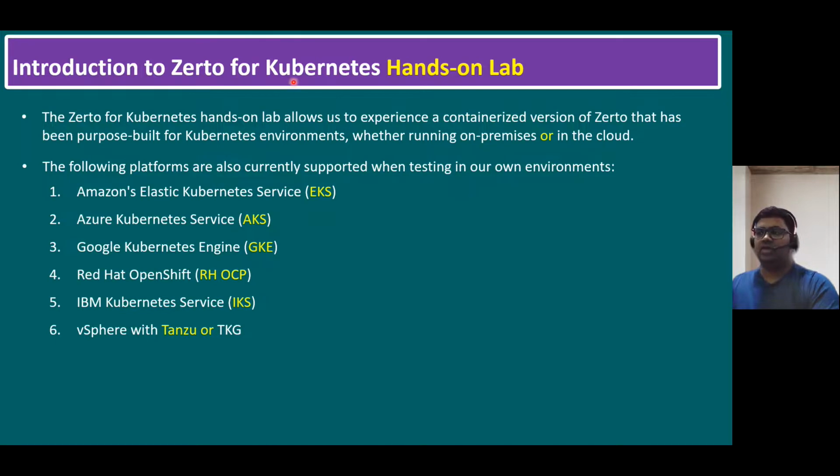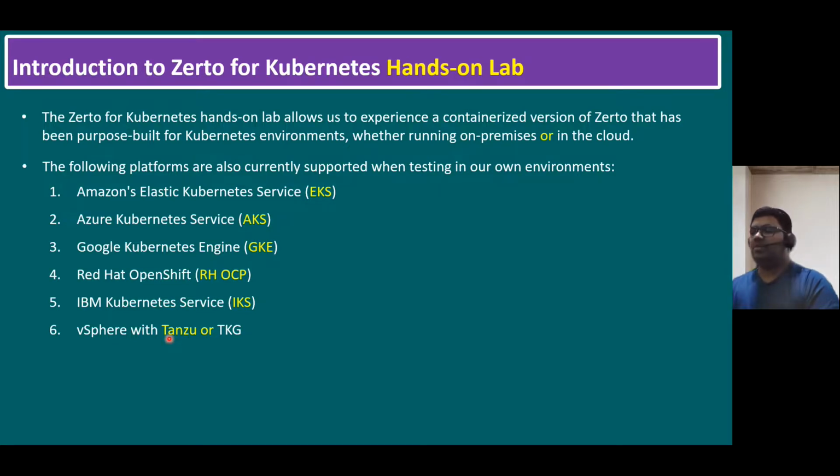The Zerto for Kubernetes solution is supported for six flavors: Amazon's Elastic Kubernetes Service, Azure Kubernetes Service, AKS, Google Kubernetes Engine, GKE, and Red Hat OpenShift, in short the Red Hat OpenShift Container Platform. It is also supported on IBM Kubernetes Service, IKS, and last but not least, vSphere with Tanzu, or TKG, Tanzu Kubernetes Grid. This Zerto for Kubernetes data protection tool is compatible with all these enterprise grade Kubernetes solutions.